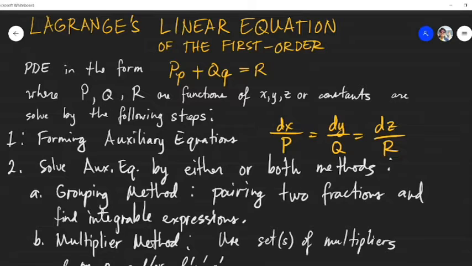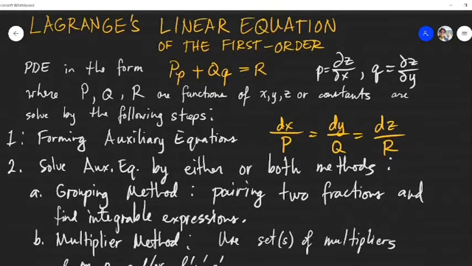And don't forget that small p is equal to the partial derivative of z with respect to x, and q is just the partial derivative of z with respect to y. Okay? So these are the following steps in solving this kind of equation. So step one is forming the auxiliary equations. These are the ratios dx over P is equal to dy over Q, and it is equal to the ratio dz over R.